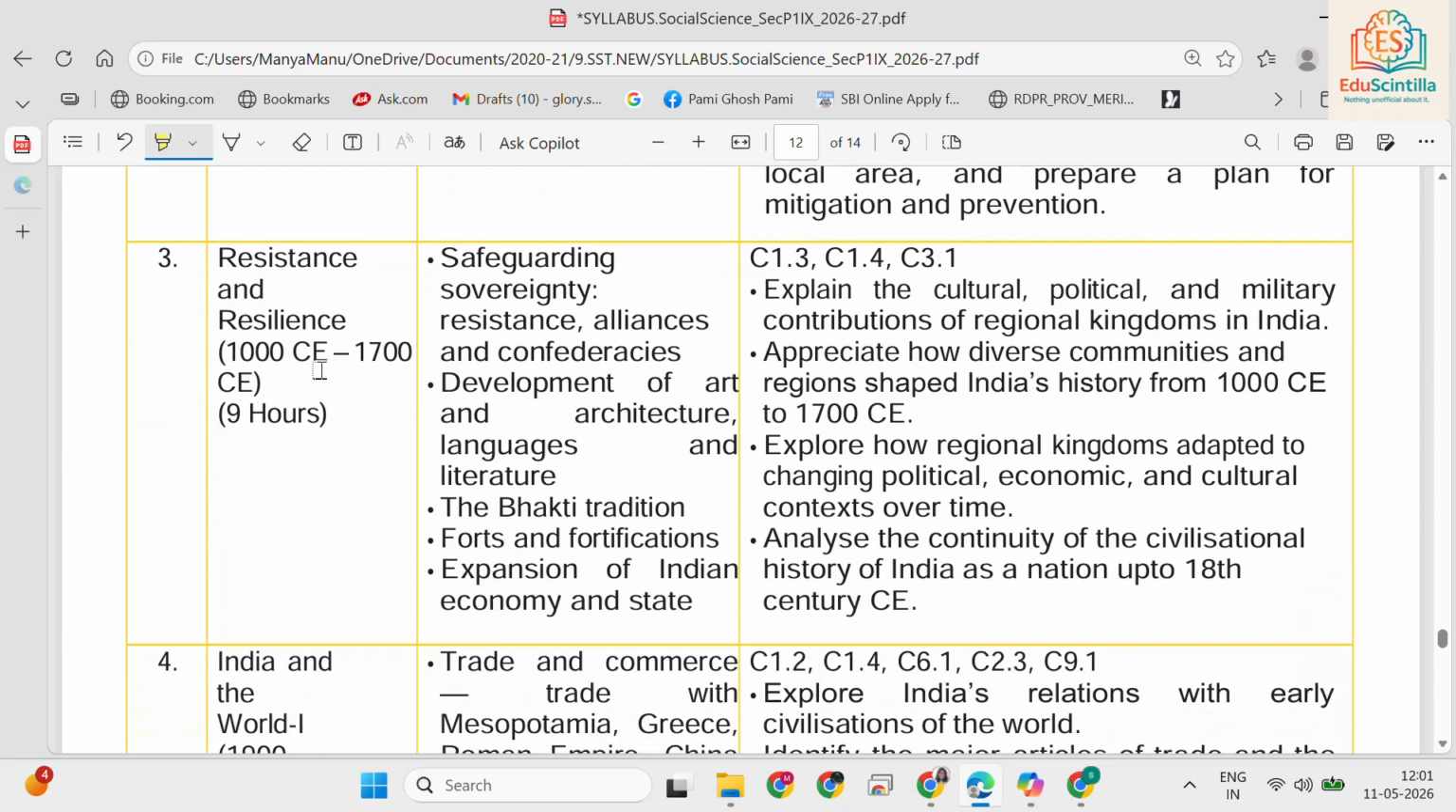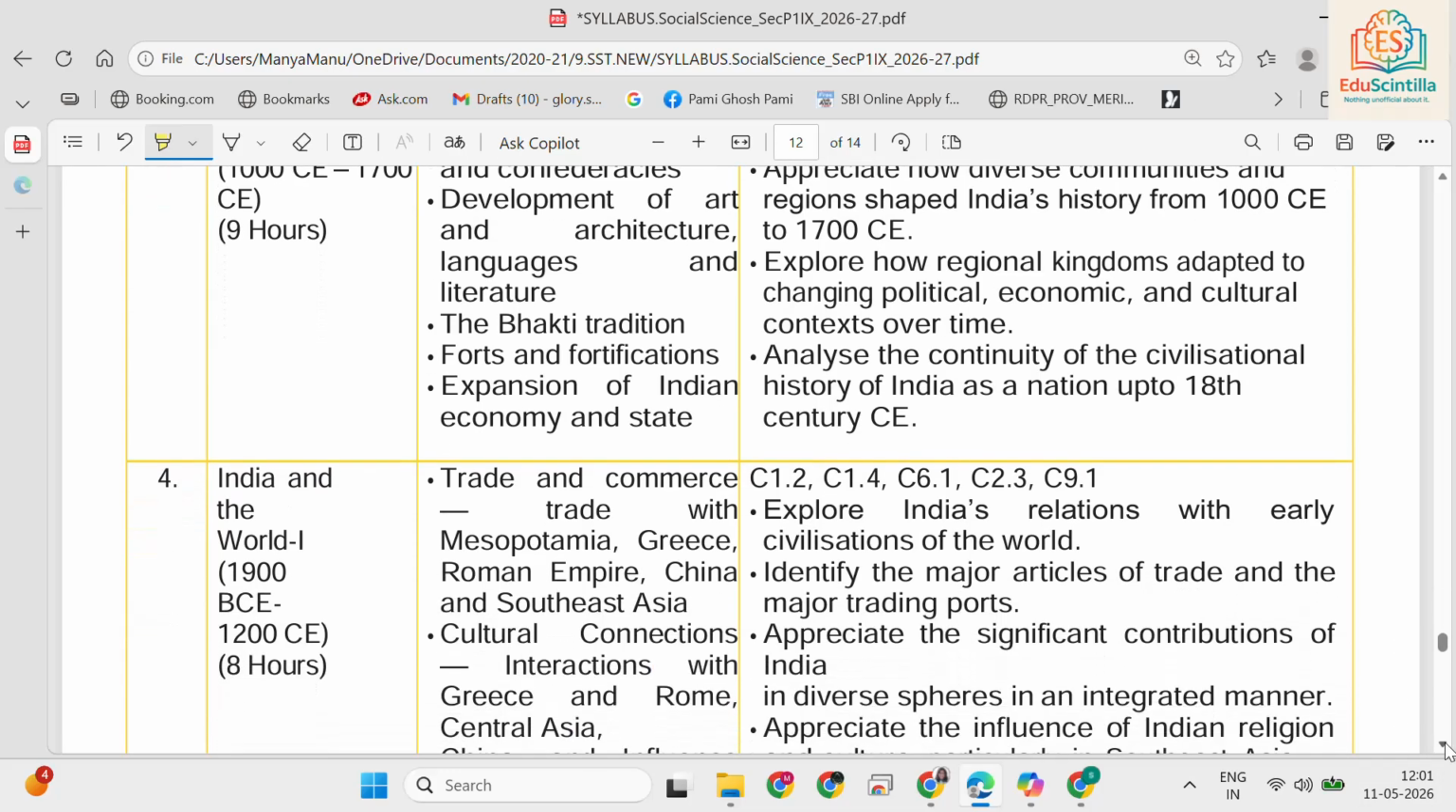Then theme 3 of part 2 is resistance and resilience: safeguarding sovereignty, resistance, alliances and confederacies, development of art and architecture, languages and literature, the Bhakti tradition, forests, forts and fortifications, expansion of Indian economy and states. So have a look at the competencies and outcomes.